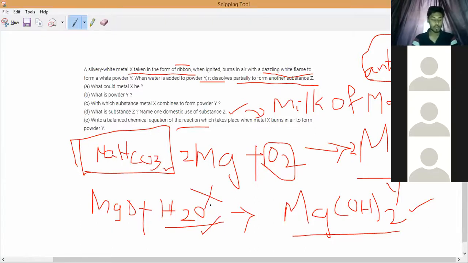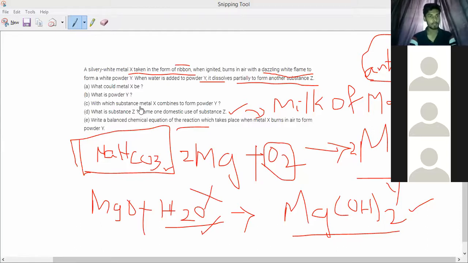Sodium hydrogen carbonate. What should we call it? Sodium hydrogen carbonate. What, sir? I cannot understand. Sodium hydrogen carbonate. So simply note it.